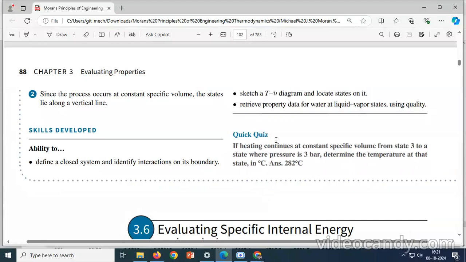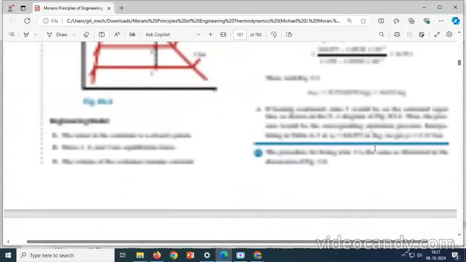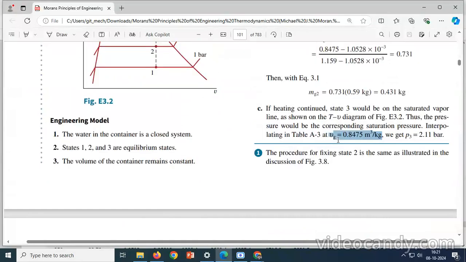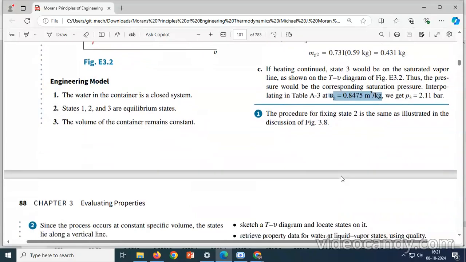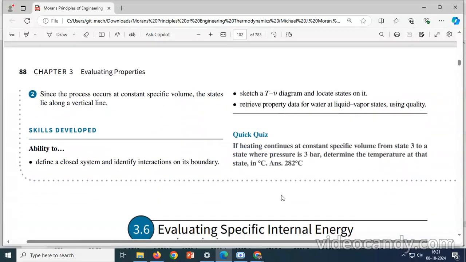So one more problem they have added here just for understanding. If you want to continue, you can continue with this also. If heating continues at constant specific volume, what is that constant specific volume? 0.84. That Vg, what we have found out, 0.8475 meter cube per kg with the same volume. Again, if you increase the heat, where the pressure is 3 bar, if you continue the heating from 1.5 bar to 2.1 bar, 2.1 to 3 bar, determine the temperature at that point.